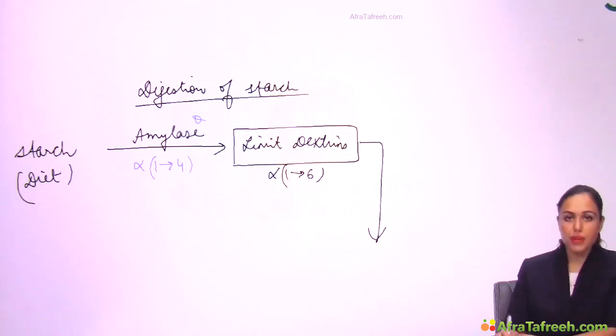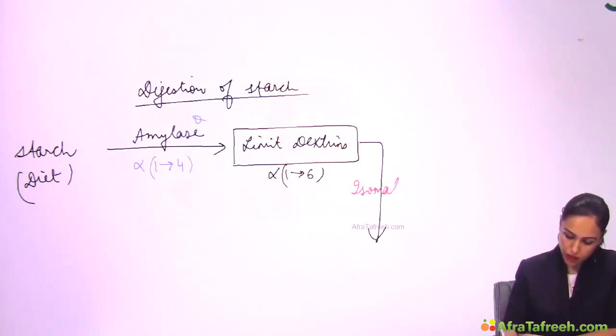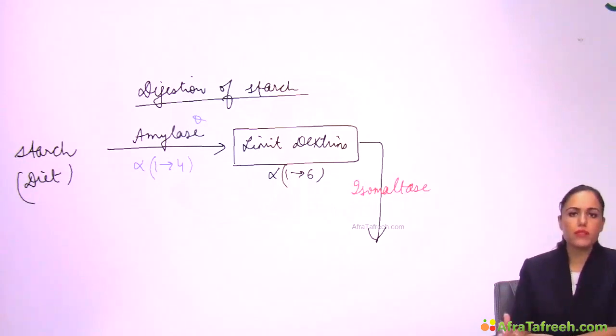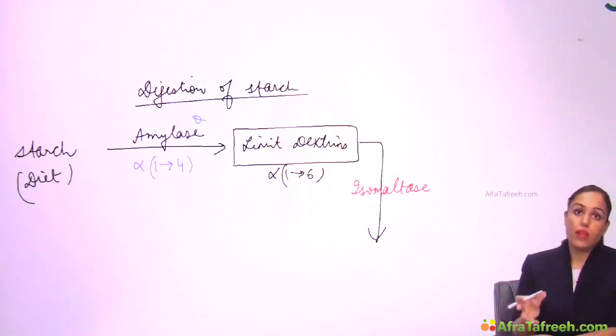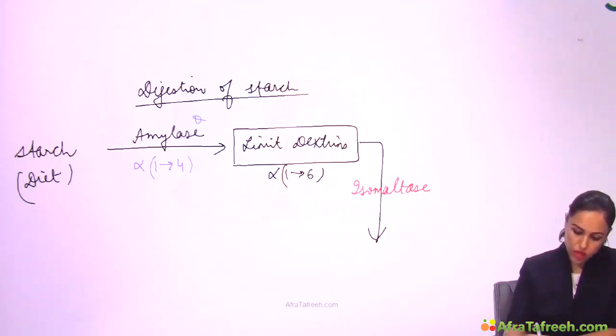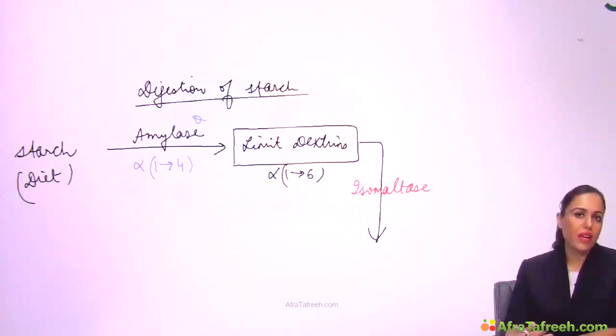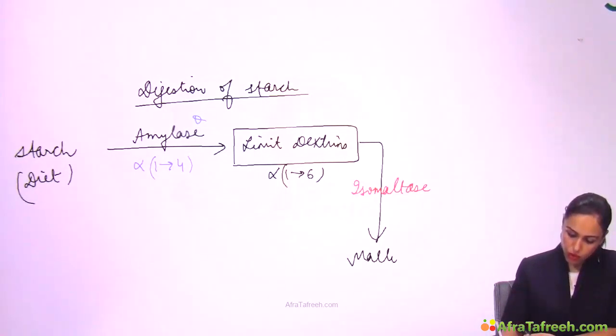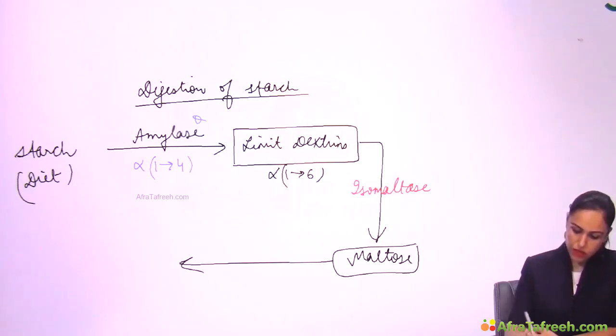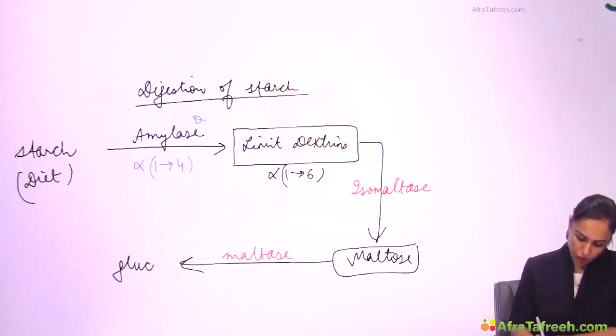Now the limit dextrin will be taken up by an enzyme which breaks down alpha 1,6 bonds, and that enzyme is isomaltase. I told you the isomaltose disaccharide has 2 glucose and an alpha 1,6 bond. So isomaltase will break down these alpha 1,6 bonds, and by the combined action of amylase and isomaltase, we get lots of the disaccharide maltose. Now maltose will be taken by the enzyme maltase, which will break down the remaining alpha 1,4 bonds, and in the end we get our monosaccharide glucose, which is absorbed from the intestine.